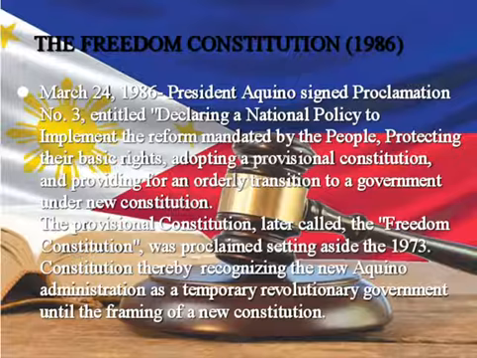The Freedom Constitution, 1986. On March 24, 1986, President Aquino signed Proclamation No. 3, entitled Declaring a National Policy to Implement the Reform Mandated by the People, Protecting Their Basic Rights, Adopting a Provisional Constitution, and Providing for an Orderly Transition to a Government under a New Constitution. The Provisional Constitution, later called the Freedom Constitution, was proclaimed setting aside the 1973 Constitution, thereby recognizing the new Aquino administration as a temporary revolutionary government until the framing of a new constitution.